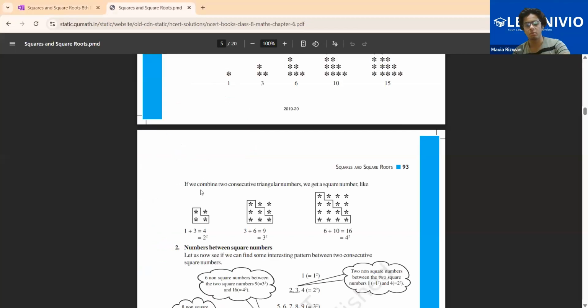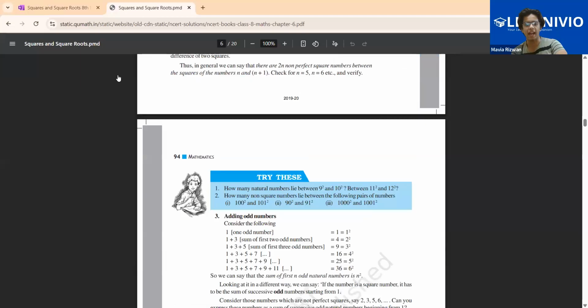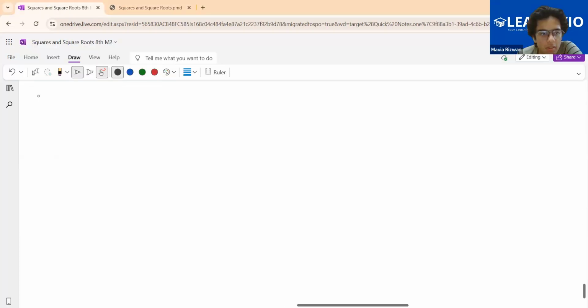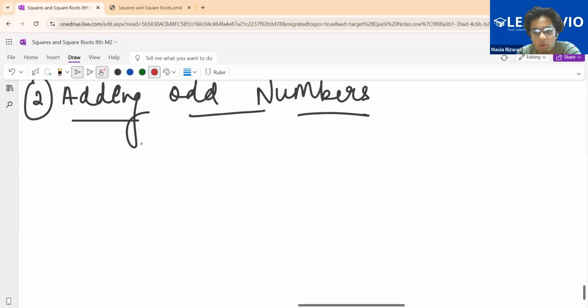Now moving on with the second one. The next one is adding odd numbers. The next property is adding odd numbers. Okay. So which is the first odd number, guys? 1. First odd number is 1.